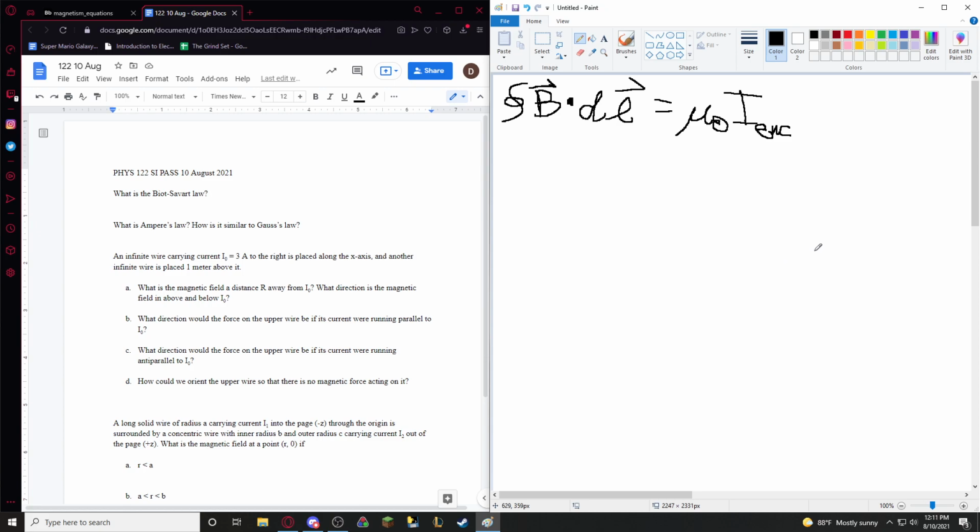So, for example, if we have a cylindrical symmetry situation, if this is our wire's cross-section, say it's going into the page, what sort of integration path would we take? We take the path along the magnetic field? Exactly. And what does that look like? Well, by using the right-hand rule, I guess.